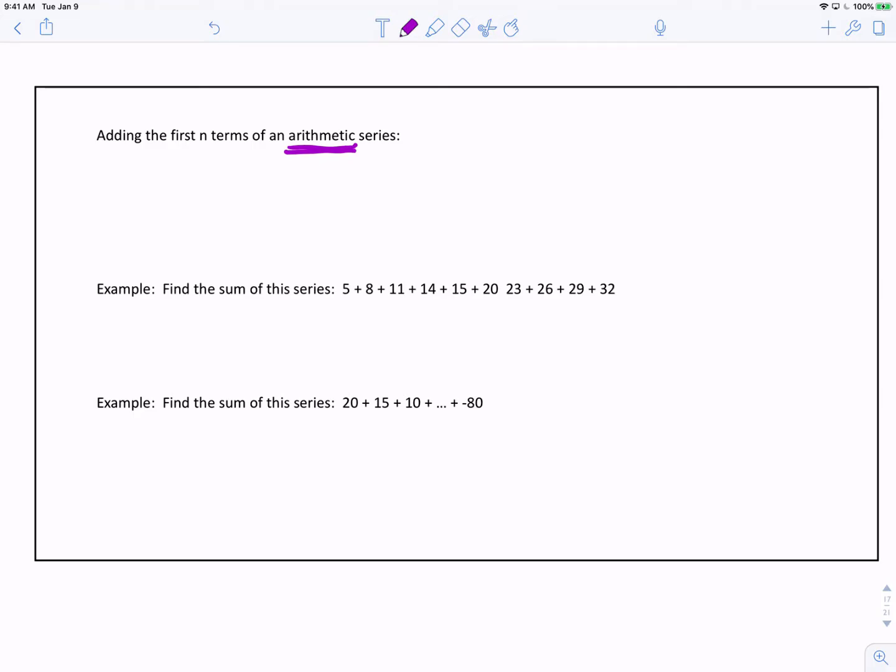So if you want to sum up the first n terms of an arithmetic series, the sum is found by taking n over 2 times the sum of the first term and the nth term.